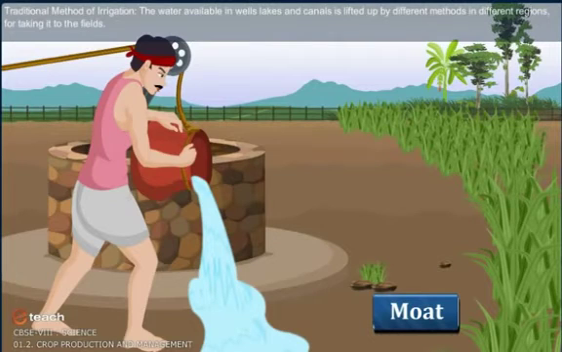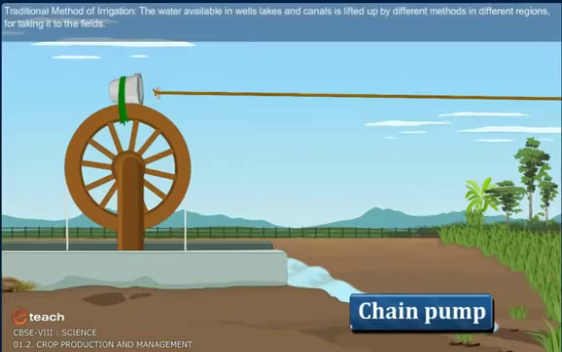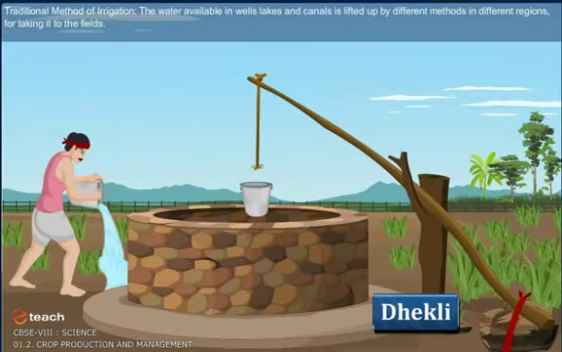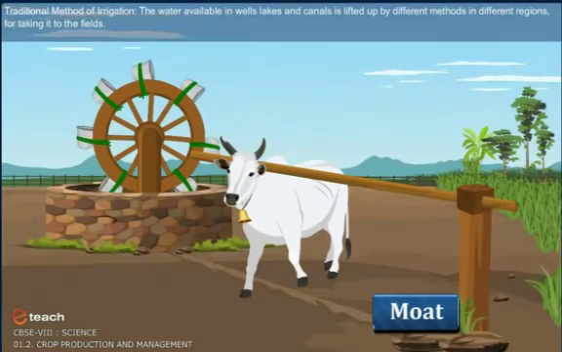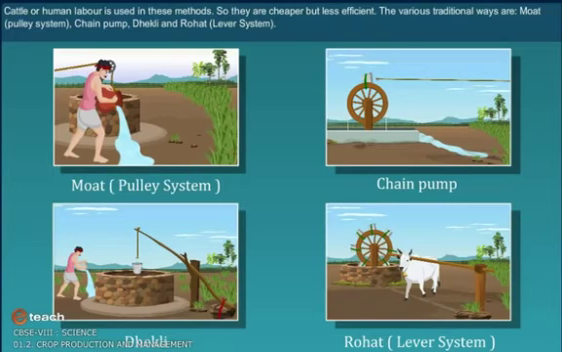Traditional method of irrigation. The water available in wells, lakes, and canals is lifted up by different methods in different regions for taking it to the fields. Cattle or human labor is used in these methods, so they are cheaper but less efficient.